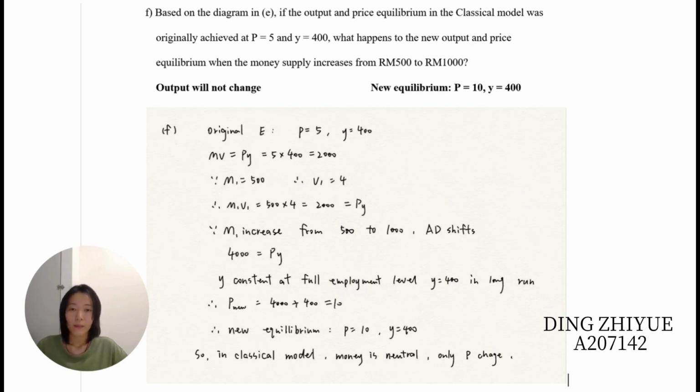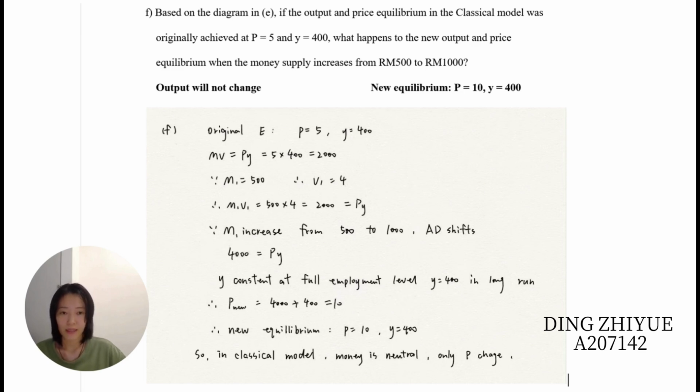Now when the money supply increases from 500 to 1000, because in the classical model the velocity of money is constant, which is 4, MV equals 1000 times 4, which is 4000. So this means that the total nominal spending in the economy is 4000. So using the same equation MV is PY, we can solve for the new price level, where PY equals 4000.